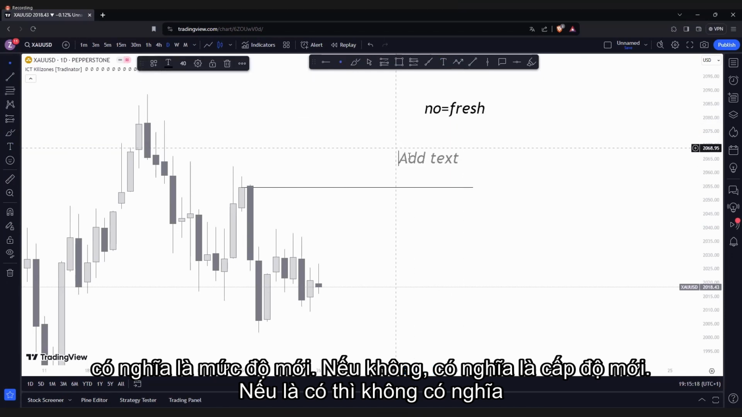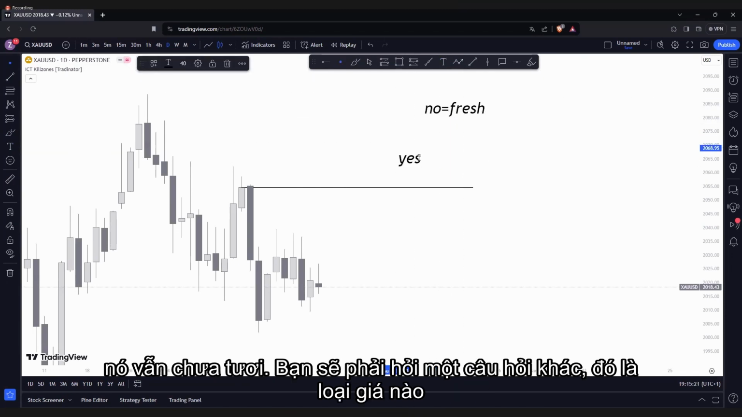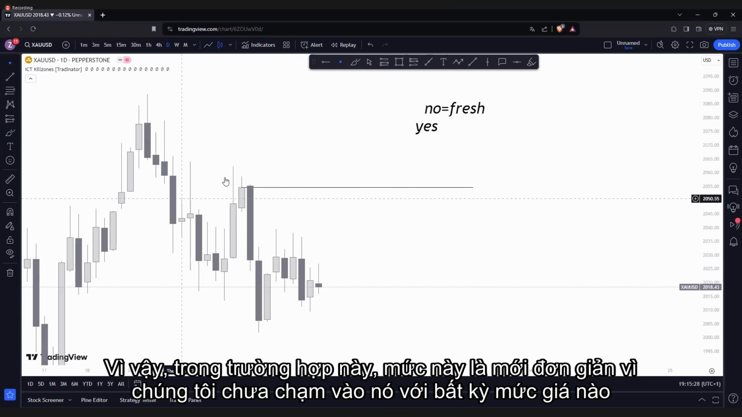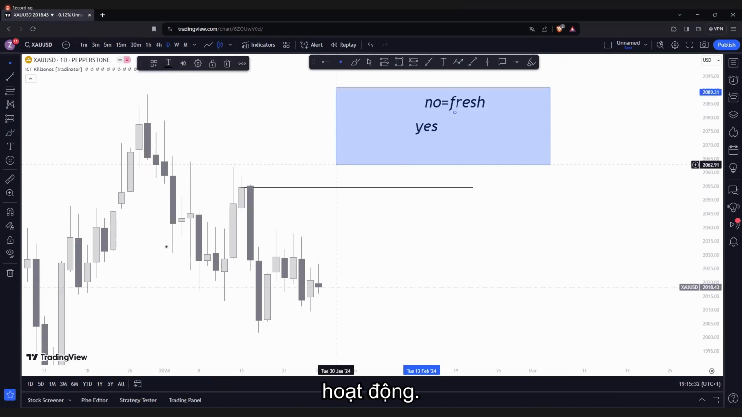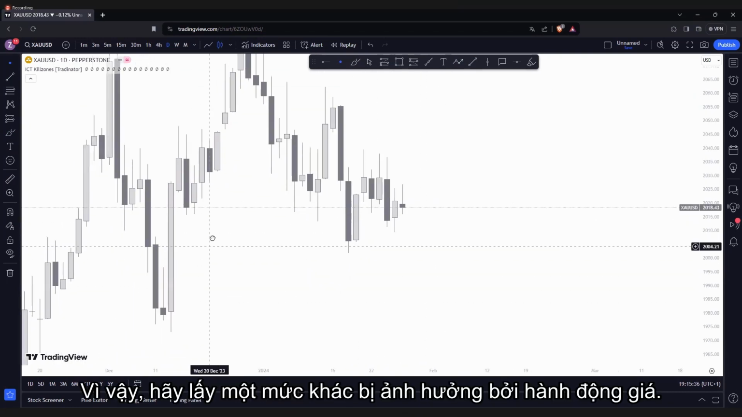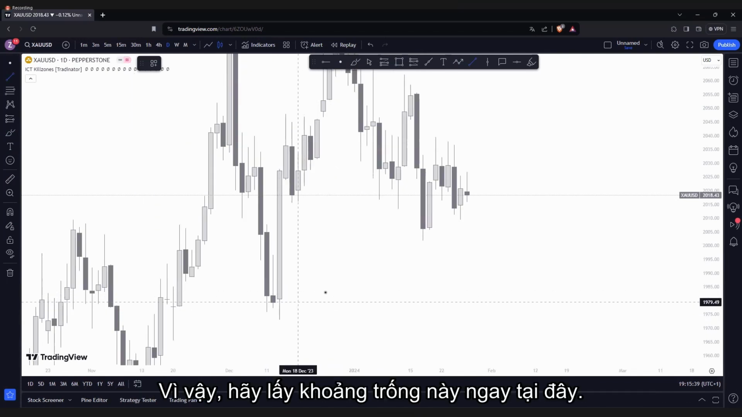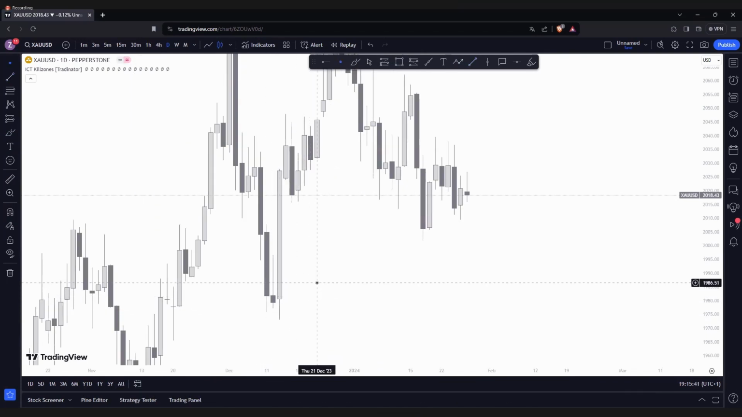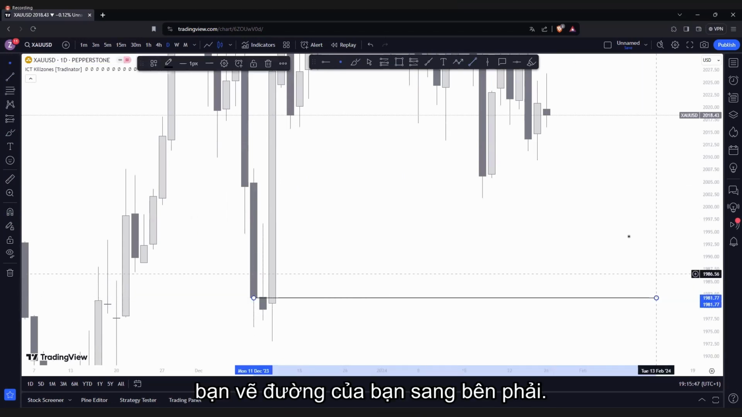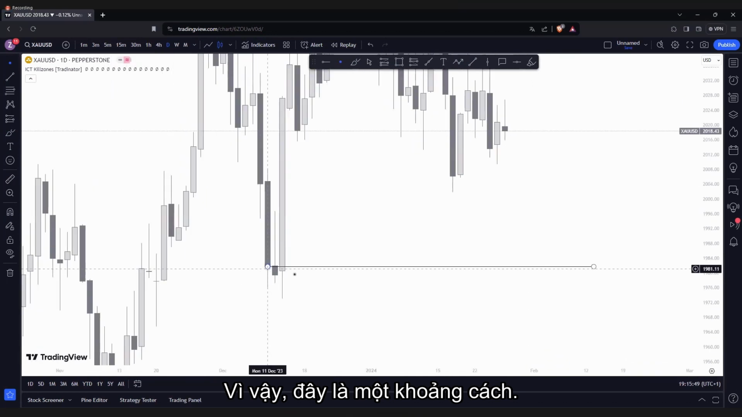If it is a yes, it doesn't mean it's unfresh yet. You're going to have to ask another question, which is what type of price action touched the level. So in this case, this level is fresh simply because we did not touch it with any price action. So let's take another level that got touched by price action. So let's take this gap right here. As you can see, this is a bearish candle, closing of the first one. You draw your line to the right. So this is a gap.